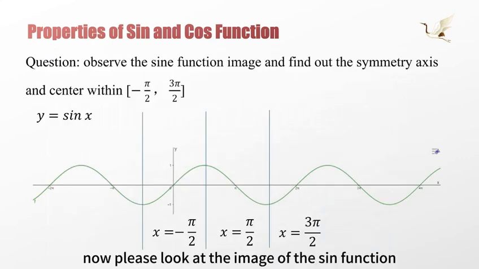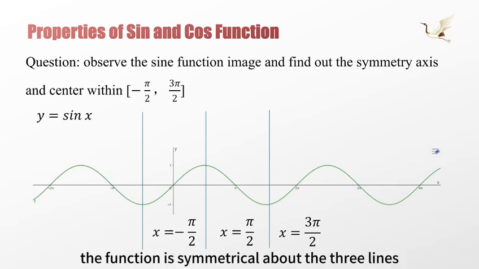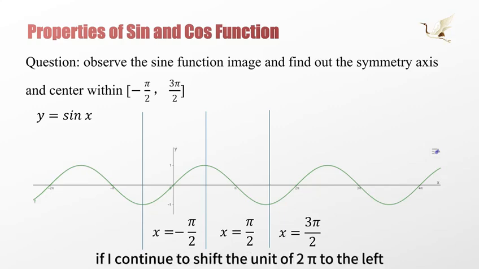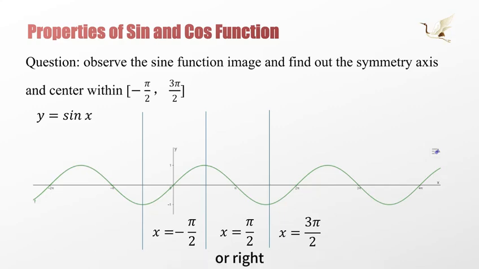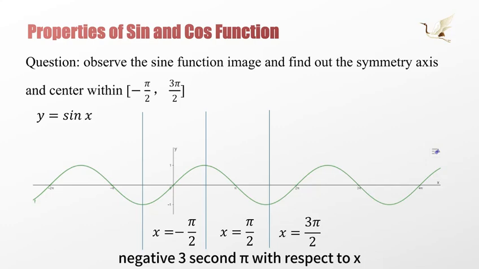Now, please look at the image of the sine function and find the axes and centers of symmetry from -π/2 to 3π. Observing the image, we can find that on the interval from -π/2 to 3π, the function is symmetrical about the three lines x = -π/2, x = 3π/2, and x = 5π/2. If we continue to shift by the unit of 2π to the left or right, we will find that the sine function is symmetrical about x = -5π/2, x = -3π/2, x = 5π/2, x = 7π/2, and so on.